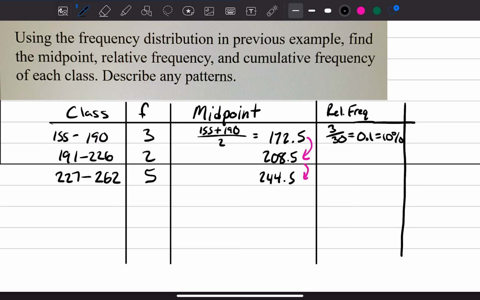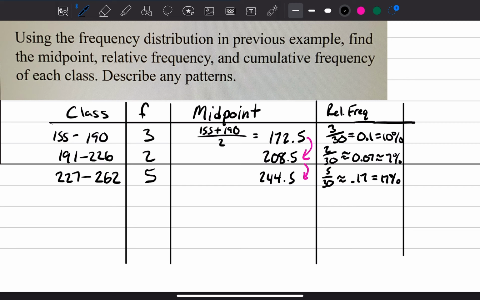All right, let's do that for the next one. Frequency is 2. We're going to divide that by 30, and that'll give us approximately 0.07, and that is approximately 7%. All right, and then you would keep doing that. So the next one would be 5 divided by 30, and that is approximately 0.17, which is 17%.